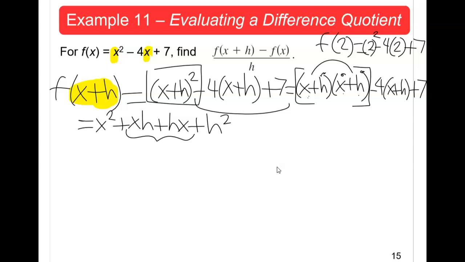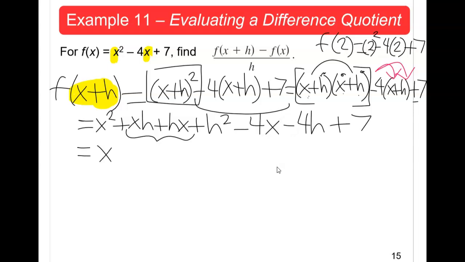Multiplication is commutative. And then before I combine like terms, I'm going to go ahead and distribute this negative 4 here. So negative 4 times x is negative 4x. And then we have negative 4 times h, it is negative 4h. And let's not forget about plus 7.